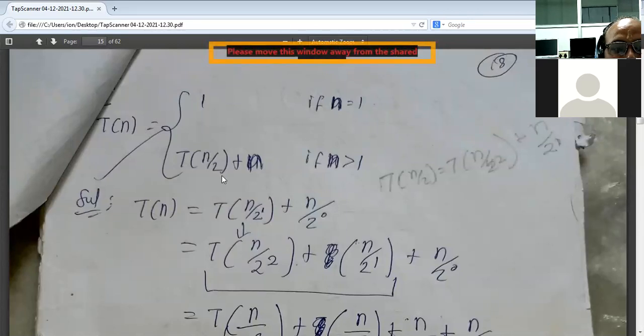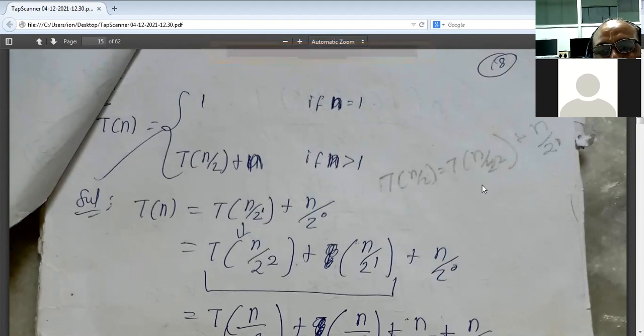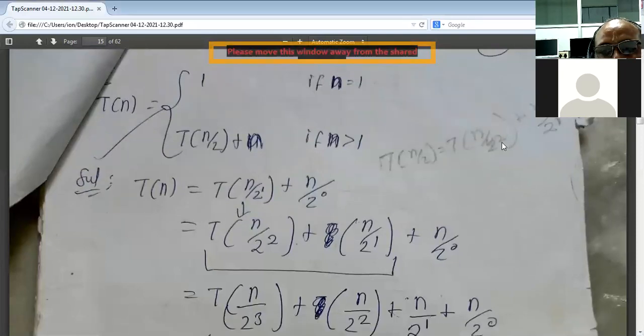n/2, then it will become (n/2)², that means n/4, and plus n/2, it will become n/2, because everywhere n I am substituting with n/2. So instead of n I have to write n/2. So T(n/2) is equal to T(n/2²) plus n/2. So this I have already written here: T(n/2) is equal to T(n/2²) plus n/2.